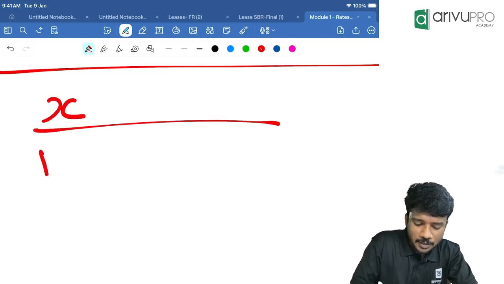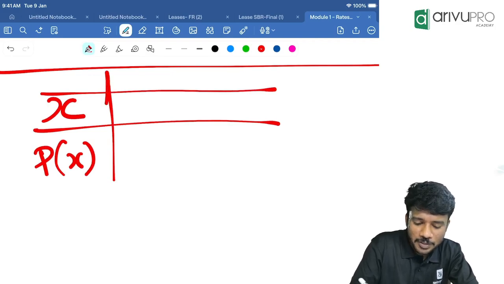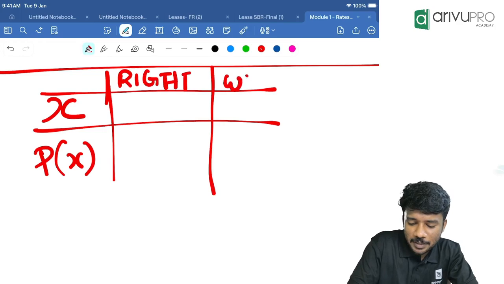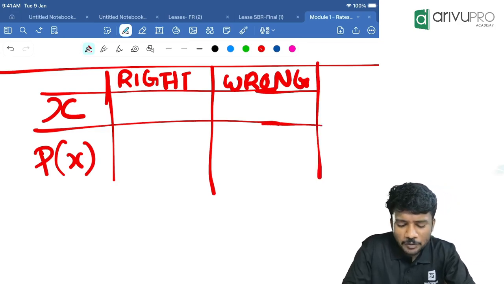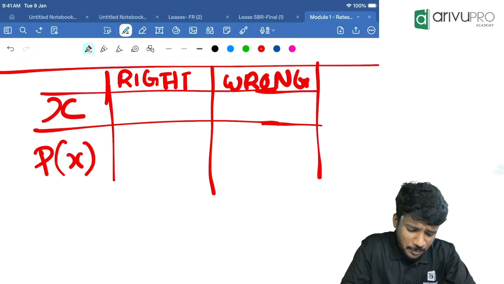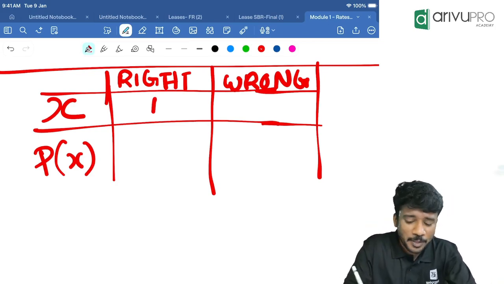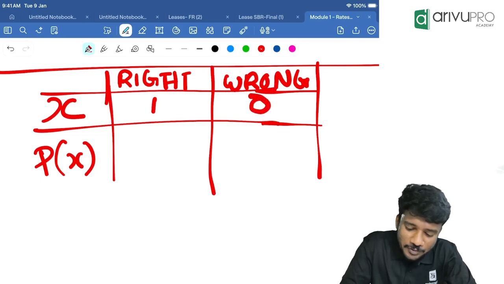X value is there, probability value is there. Okay. Now, my first question is, when it is a right answer, then it can be a wrong answer. Two possibilities are there, correct? Now, you tell me, what is the number of marks you are getting when you are getting a right answer? We put it 1. Yes, I am telling, 1 mark you will get if you get a right answer. How many marks you will lose? Is there any negative marking? So you will put 0.